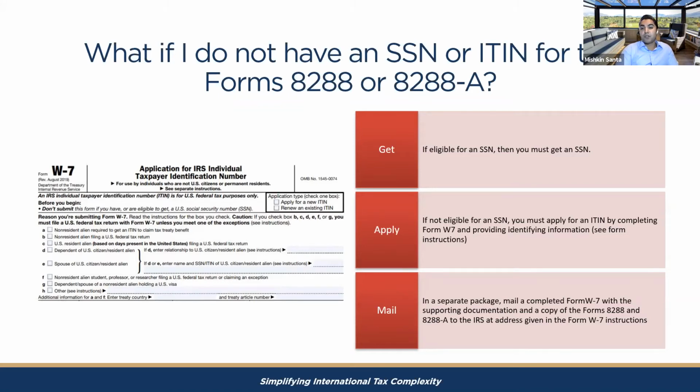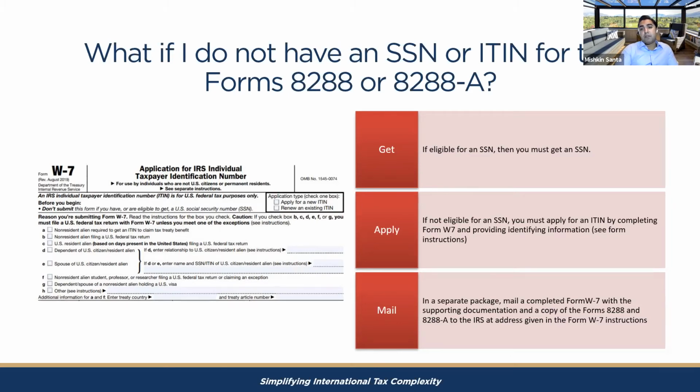If you're eligible to get a Social Security number, then you can't get an ITIN. You'll get a letter that says, hey, you've applied for an ITIN, but you're actually eligible to get a Social Security number. You need to go do that. If you're not eligible to get a Social Security number, which most non-residents would be ineligible, then you need to get an ITIN. And the way that you get an ITIN is that you complete the form W-7. And if you look to your left, that's a snip of the first page of the form.